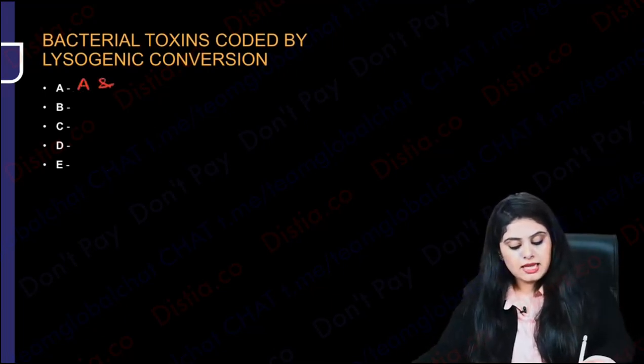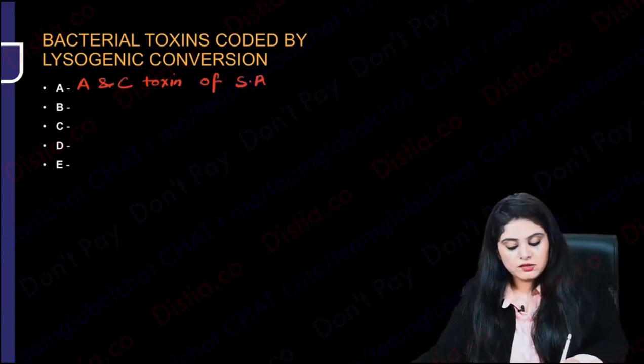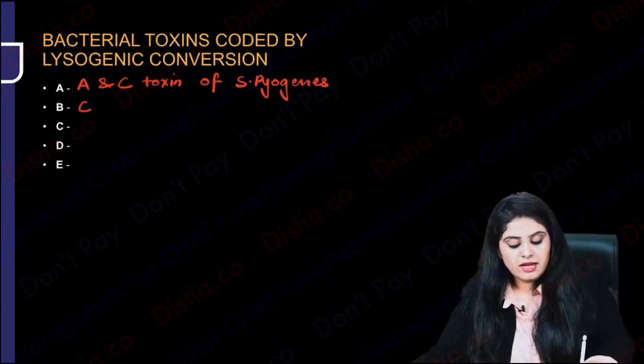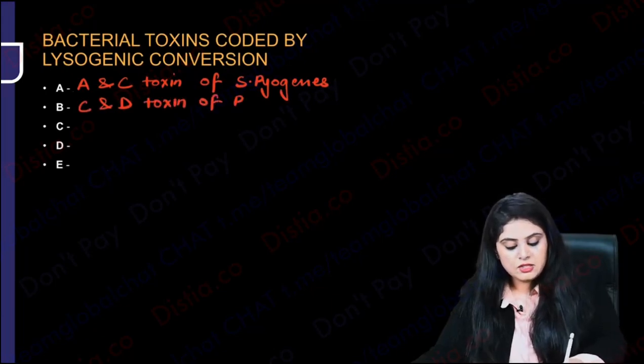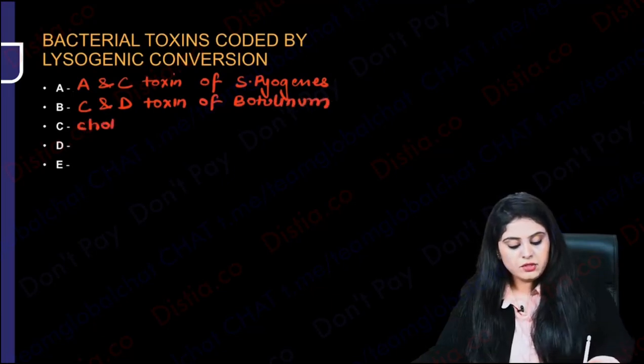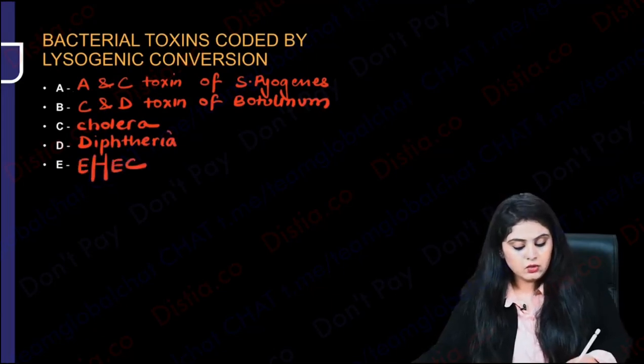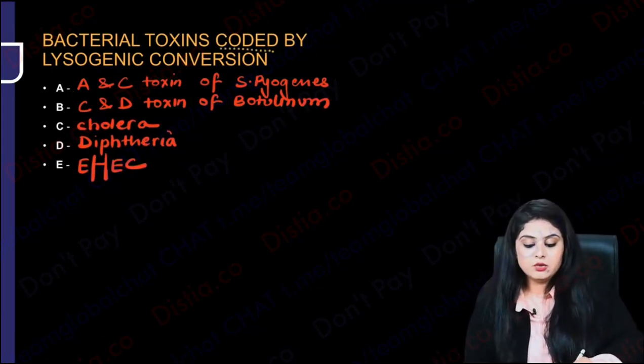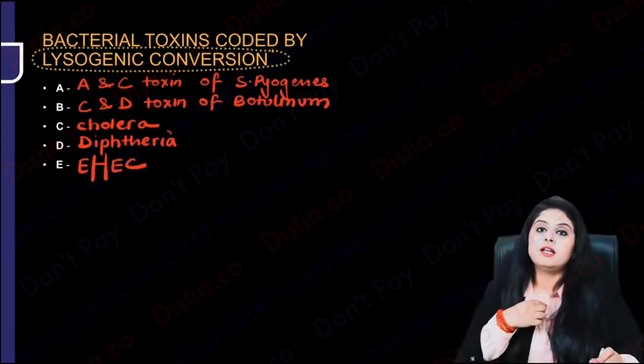So remember, A and C toxins of Streptococcus pyogenes. Then you have C and D toxins of botulinum. Then the second C is going to be for cholera toxin. The D is going to be for diphtheria toxin, and the E is going to be enterohemorrhagic E. coli. All of these are going to get transmitted by that fusion process.